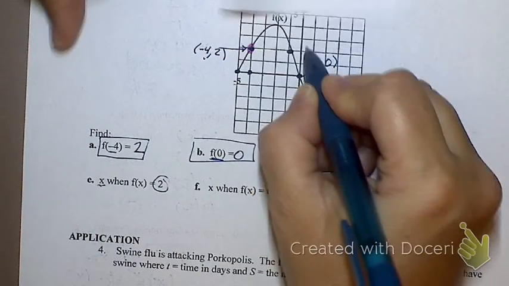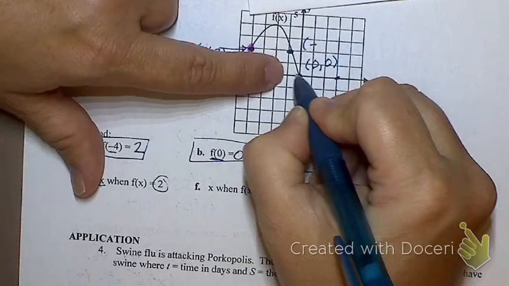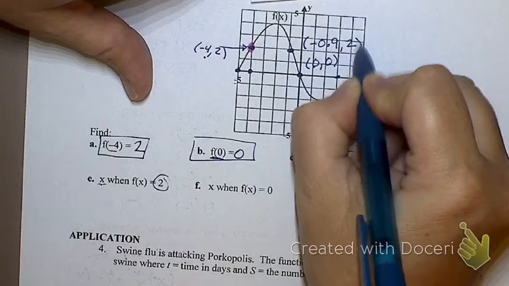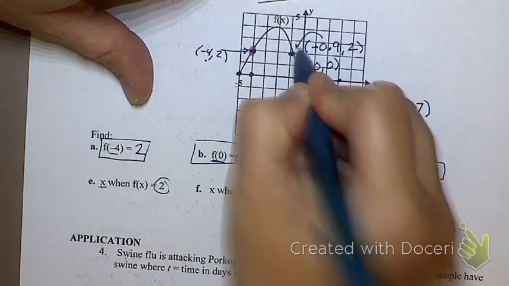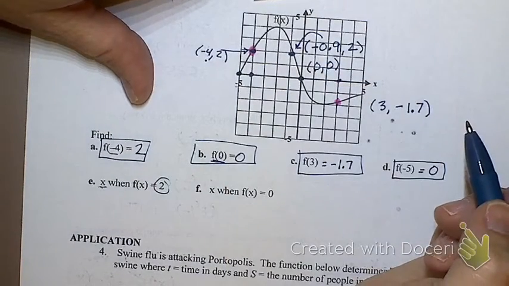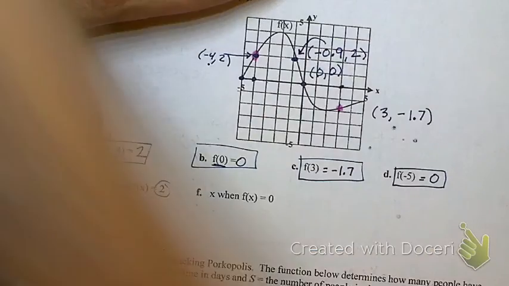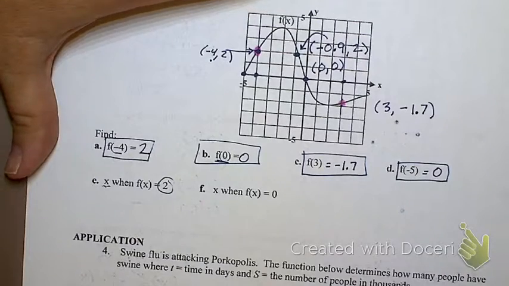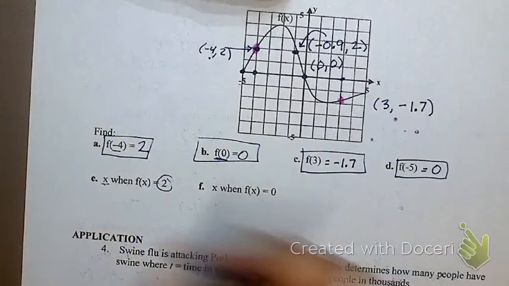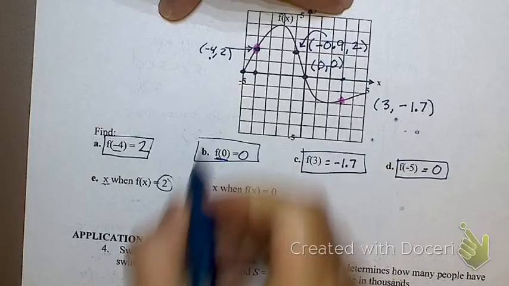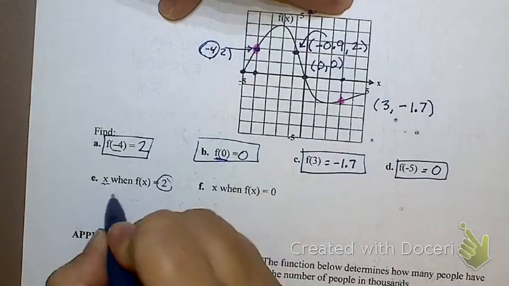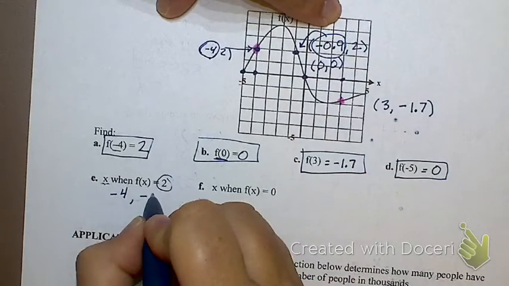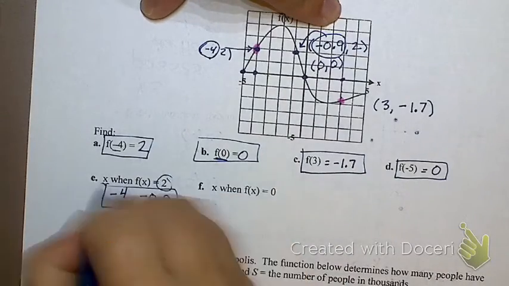This one right here, what would I say? That may be negative 0.9, comma 2. Just say 1. It's not crossing exactly at 1. It's crossing just before 1. In math, we're super exact. It's not crossing through if it's not right smack dab in the middle. So, what is x when y is 2? I actually have 2 answers. X could be negative 4, or it could be negative 0.9. So 2 possible answers there.